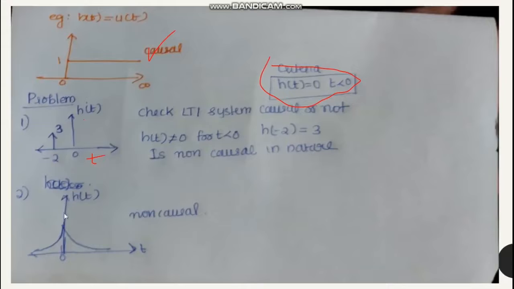Now the next system is an exponentially decaying function. Here you can see this signal is exponentially decaying, and here our h(t) is not equal to 0, right? For a system to be causal, our h(t) should be 0 for t less than 0. As for the t less than 0 part, this is not equal to 0. So we can say that this is not a causal system. So remember this criteria that should be followed for a system to be causal.